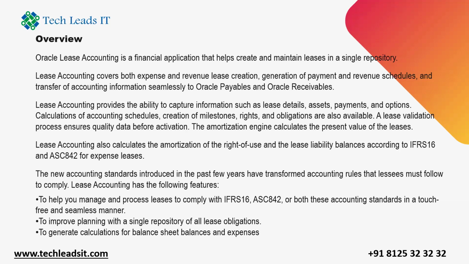So in general ledger, we have a concept called primary ledger and secondary ledger. We are going to use the primary ledger for ASC 842 and the secondary ledger for IFRS 16 related activities. And to improve the planning, a single repository for all these obligations, and to generate calculation of balance sheet related items and expenses.